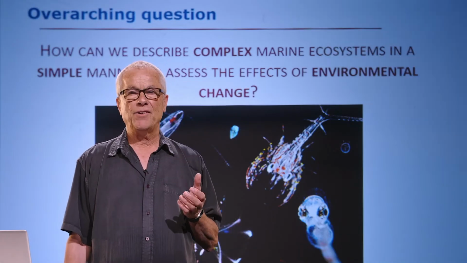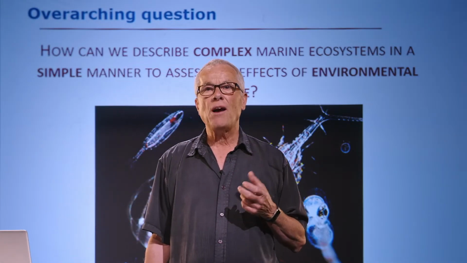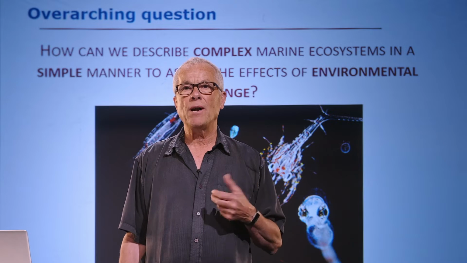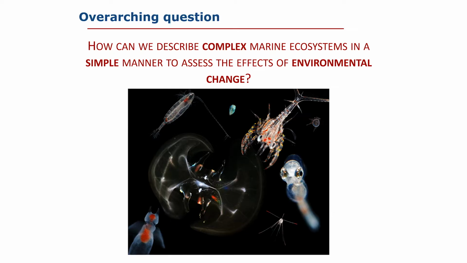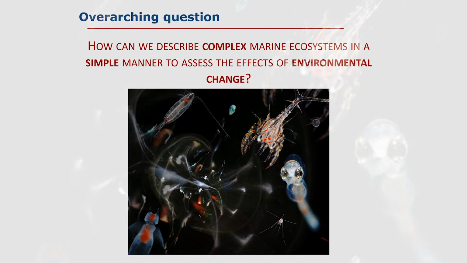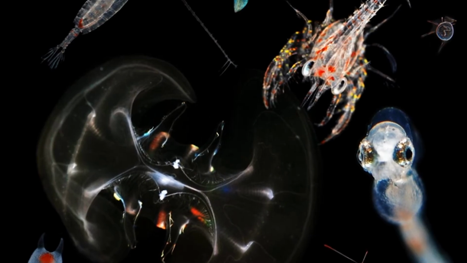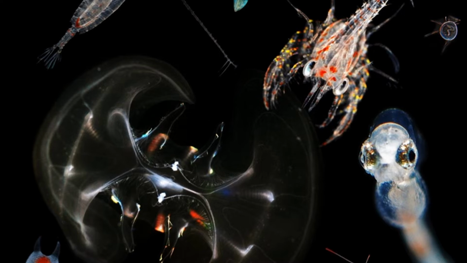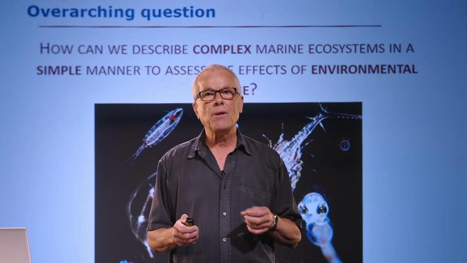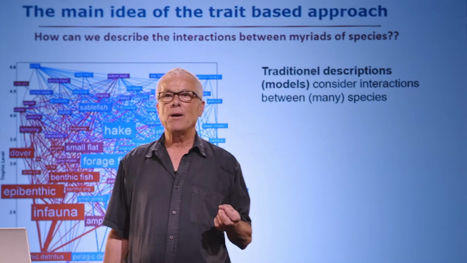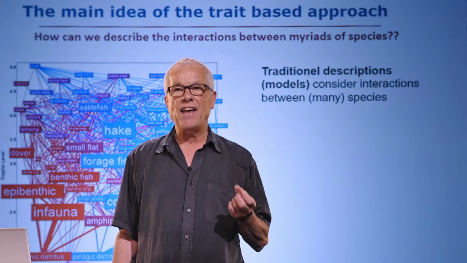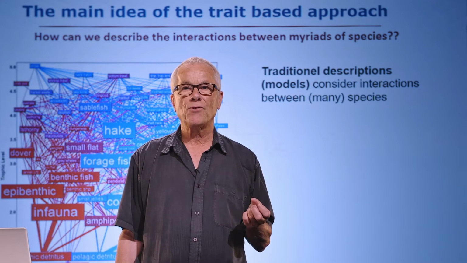However, marine ecosystems are complex. Thousands of species interact with one another and with the environment in complicated ways. And the major overarching question therefore becomes, how can we describe and model marine ecosystems in a sufficiently simple way that allows us to assess the effects of environmental change? During the past years, we have been developing an approach that aims at exactly this, the so-called trait-based approach.